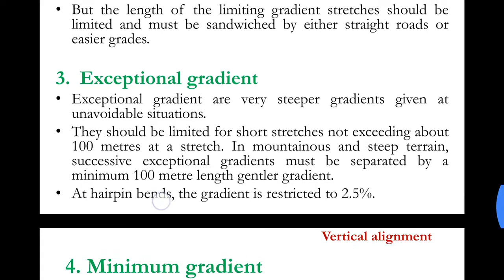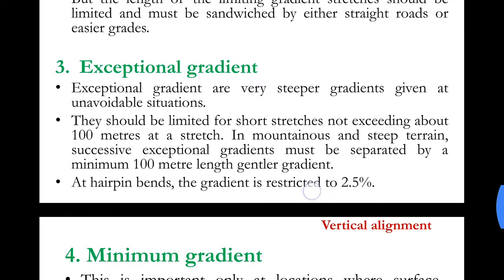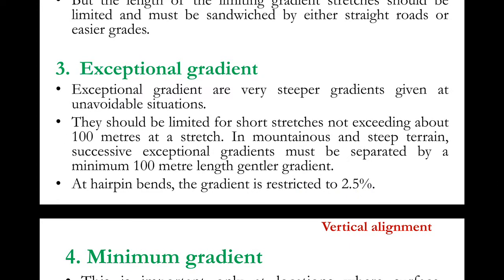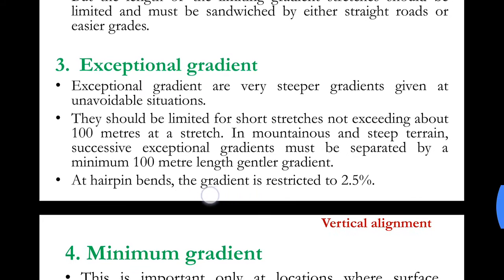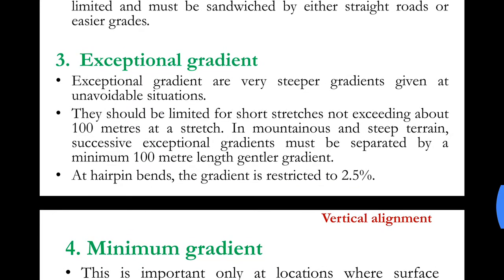At hairpin bends, the gradient is restricted to 2.5%. So if there is a hairpin bend, then the maximum gradient, the maximum slope that can be provided, is 2.5%.